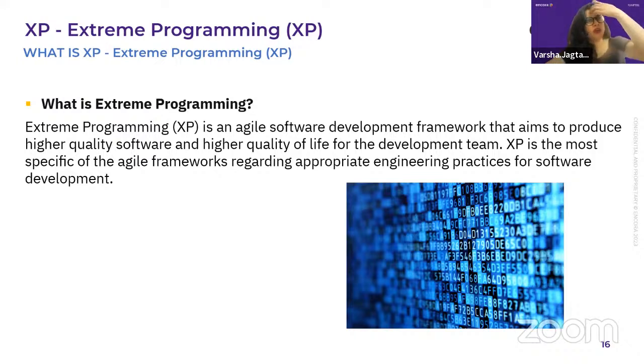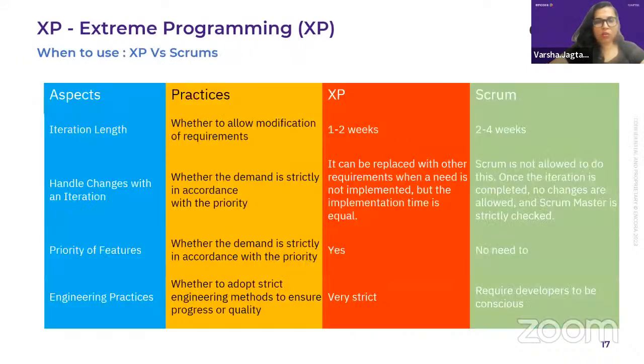So here, when I talk about developers, I'm actually talking about a software engineering team which is highly skilled in their area. So it is a software development framework that aims to produce higher quality software and higher quality of life for the development team. XP is the most specific of agile frameworks regarding appropriate engineering practices of software development. So if you see here, they have clearly written this as software development. So what does this mean?